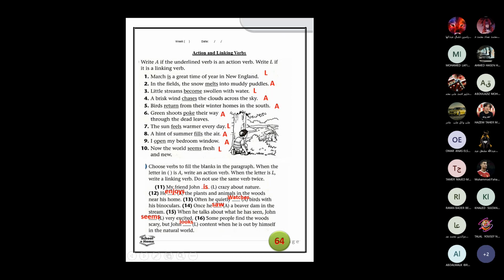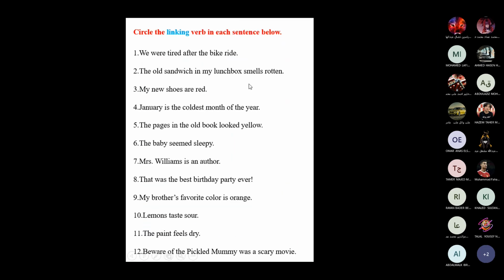So let me send you a picture. Okay, so those are the answers of this page 64. Guys, okay. So now let's solve this page together. The question is circle the linking verb in each sentence below. Just write number one and write the answer that you've chosen, okay? From number one to number 12.